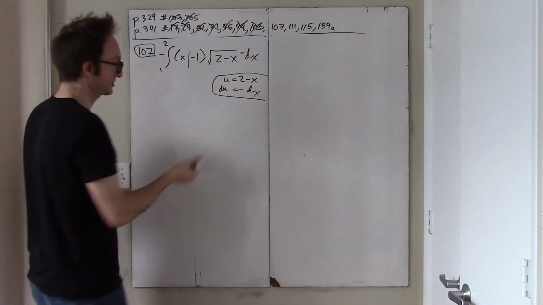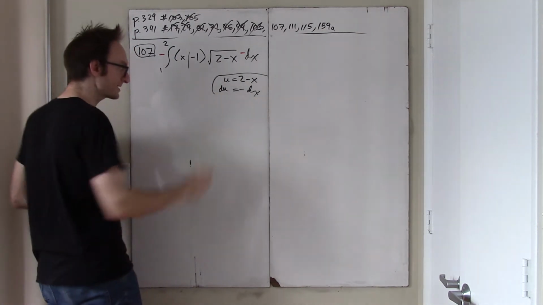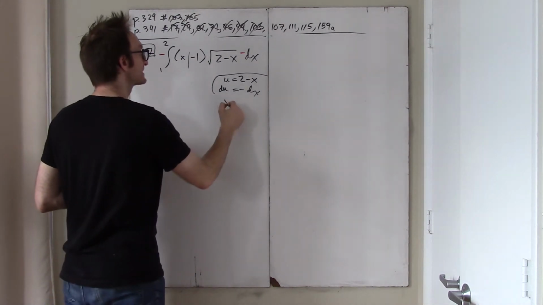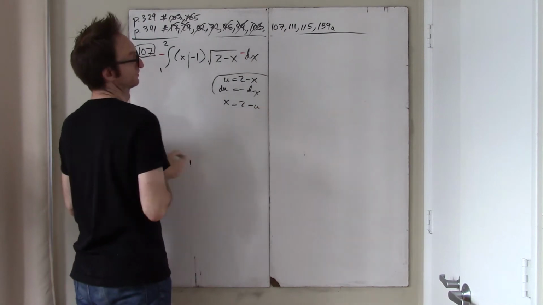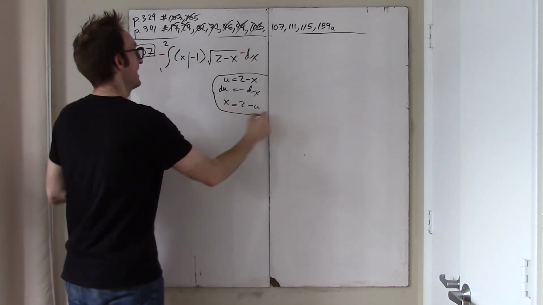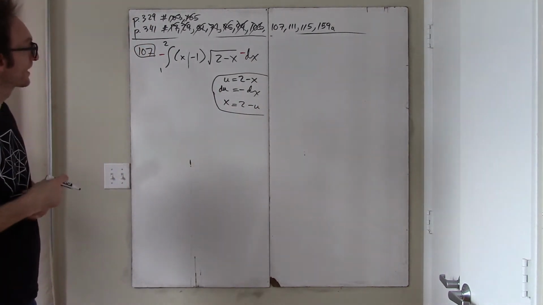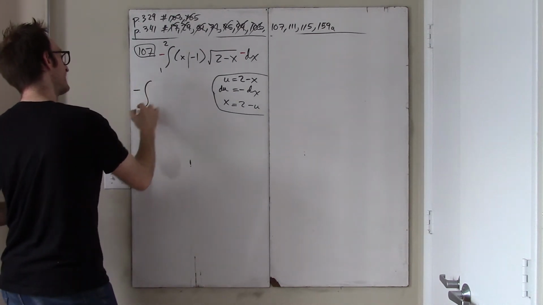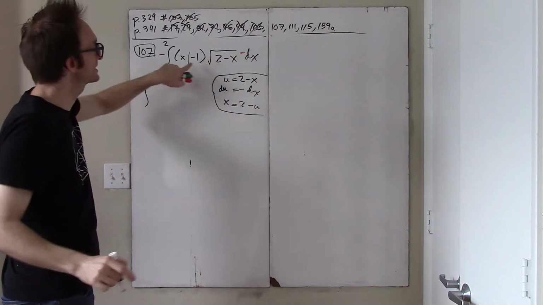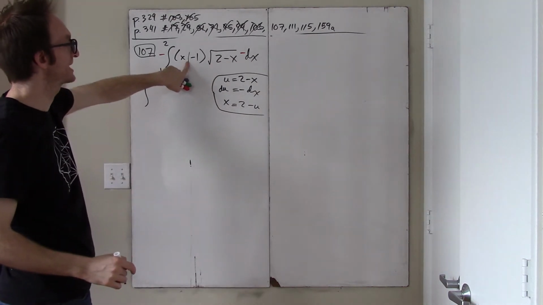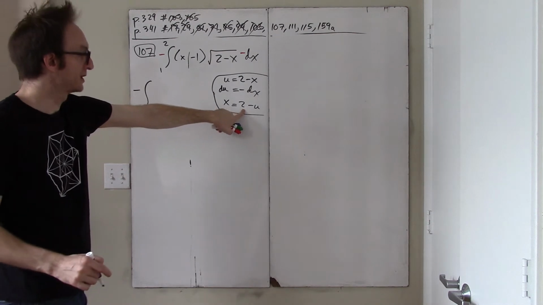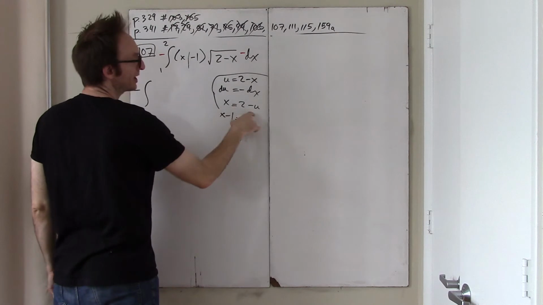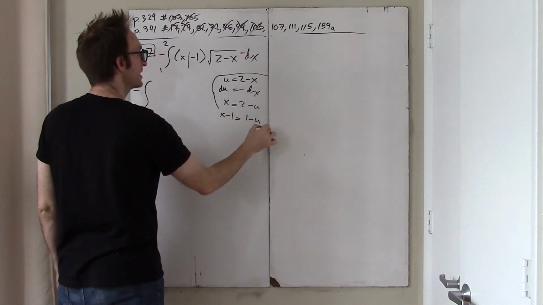And I guess this should still belong here, kind of in the box. If u is 2 minus x, then x is 2 minus u. And if that's true, then this becomes negative x minus 1, which is just 1 minus u. Maybe I'll write it here: x minus 1, just subtract 1 from both sides, is 1 minus u.